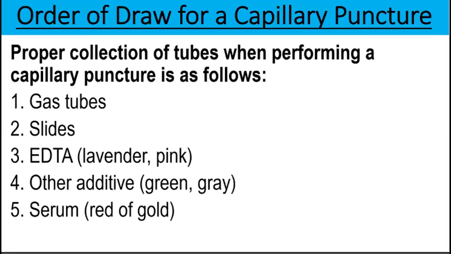As to the order of draw, class, it is different from our evacuated tubes. The first one is gas tubes. Usually we are not the ones collecting this. It's our respiratory therapist. Next are the glass slides, followed by our EDTA, for example the lavender and pink, followed by other microcollect tubes with additives, for example our green and the gray. And lastly are our serum tubes or tubes without additives, for example our red or gold.